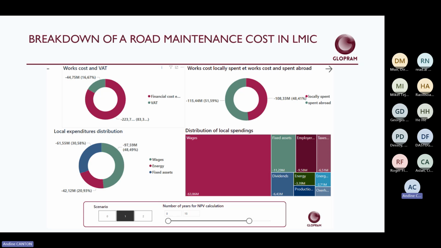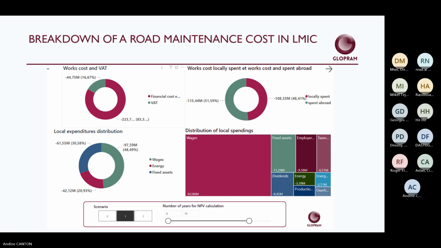There was hesitation, but clearly it has not to be taken into account because VAT comes back immediately to the Minister of Finance. You can see, we shall not go into the detail, the distribution of the local spending between wages, energy, fixed assets, and so on. So with this analysis, you have a better view of what happened to the money which has been put into the economic activity through the infrastructure contract.